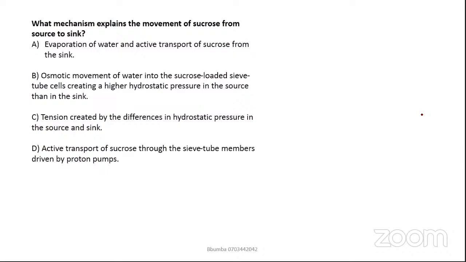I think that when evaporation takes place, water will be lost from the leaves, and that will reduce the water potential in the leaf, creating low turgor pressure, which will transport the sucrose from the source to the sink. Okay.